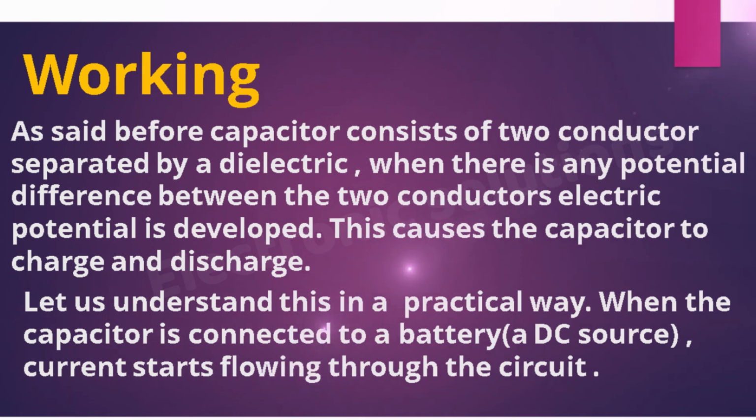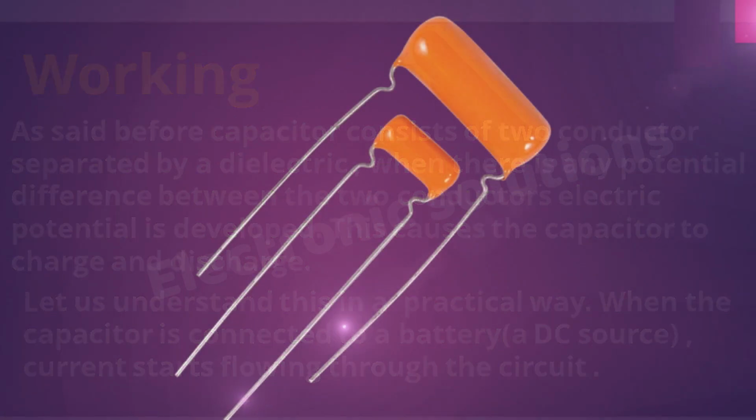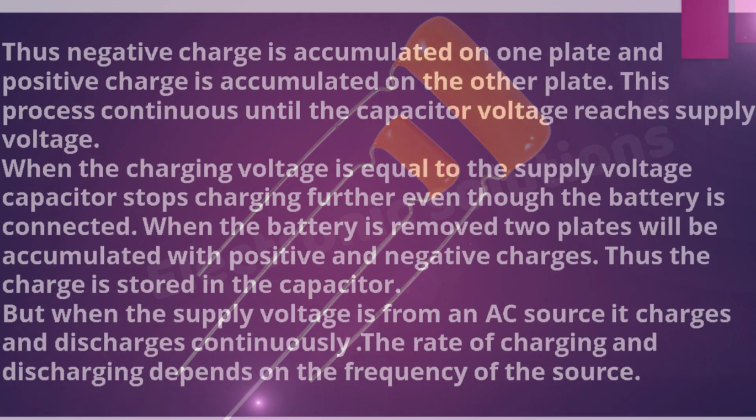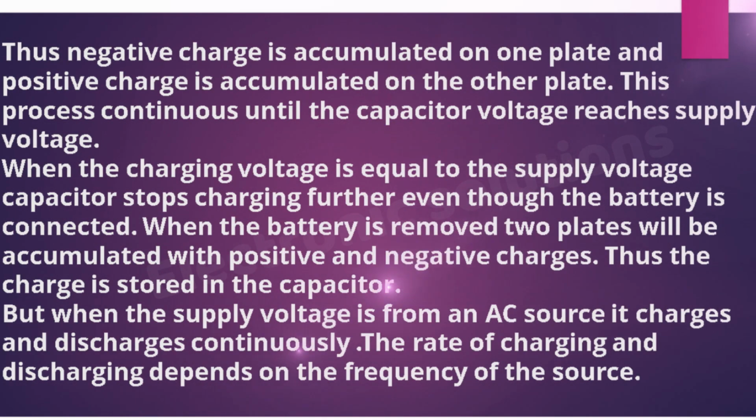When the capacitor is connected to a battery, a DC source, current starts flowing through the circuit. Thus negative charge is accumulated on one plate and positive charge is accumulated on the other plate. This process continues until the capacitor voltage reaches the supply voltage. When the charging voltage is equal to the supply voltage, the capacitor stops charging further even though the battery is connected.